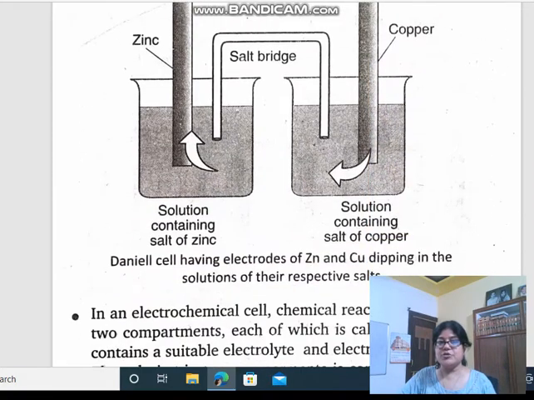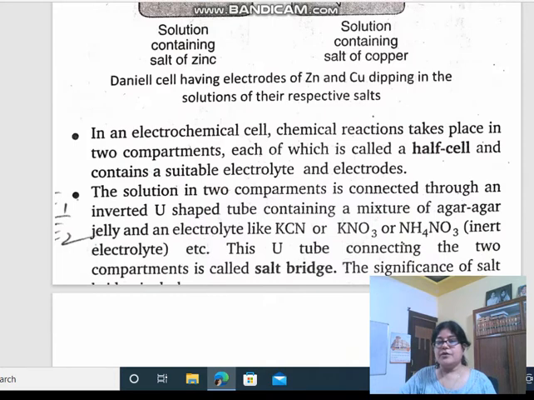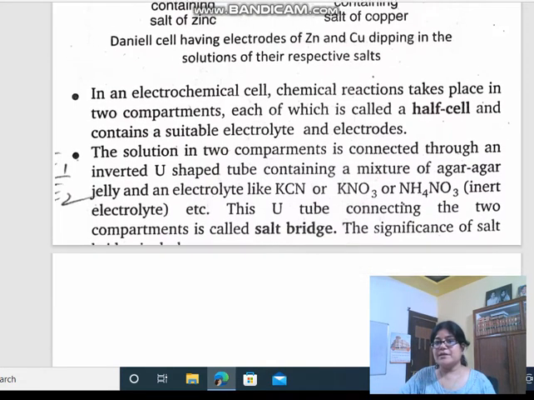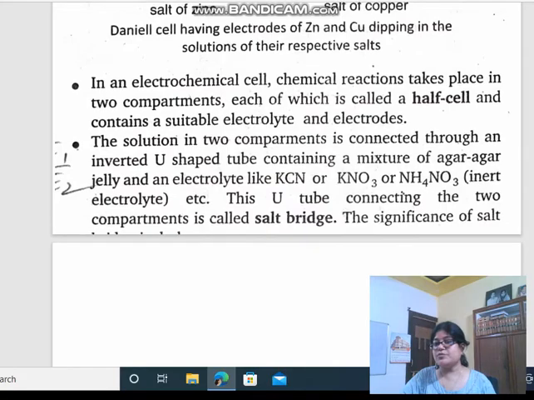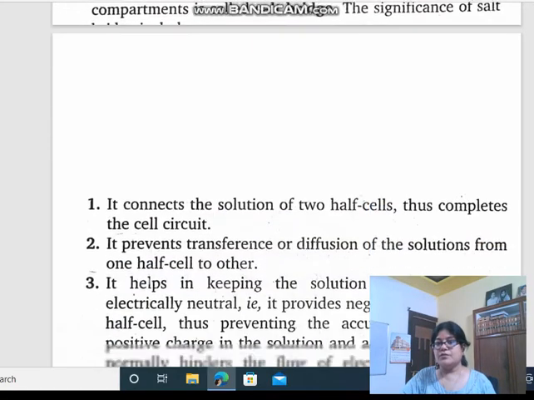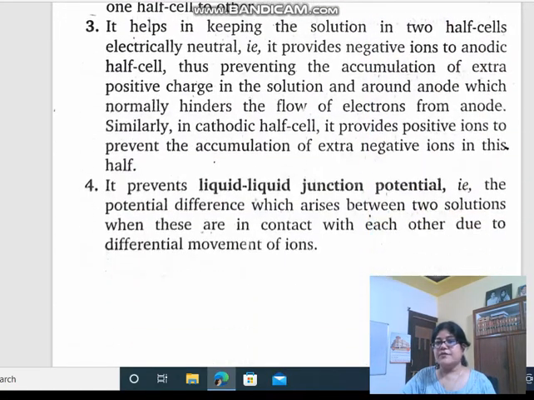Now proceeding to the next topic. Here you can see that in electrochemical cell, chemical reactions take place in two different compartments, and each of these compartments is termed as a half cell. Each half cell contains two different things, that is the electrolyte and the electrode. Moreover, the solutions in the two compartments are connected with a U-shaped tube, and that U-shaped tube is termed as the salt bridge. Clear?